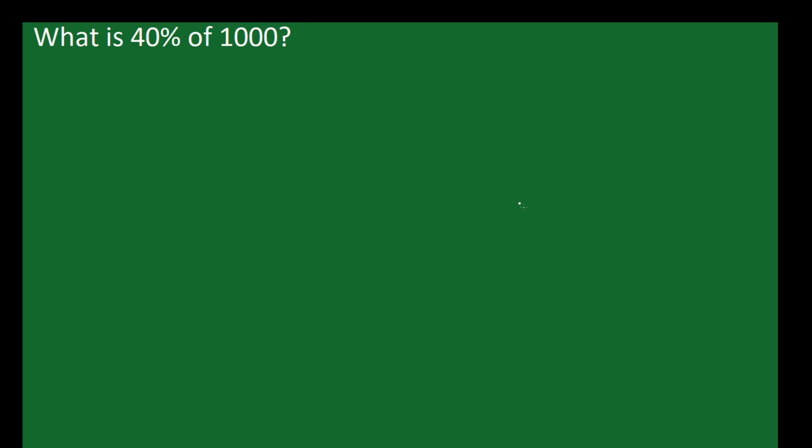Now, one question that you could be asked is something like this. What is 40% of 1,000? Well, this is why it's so important to be able to turn percents into decimals. This 40% we know as a decimal is 0.4. To find out what 40% of 1,000 is, you simply do 0.4 multiplied by 1,000. And in this case, that is going to equal 400. So 400 is 40% of 1,000.